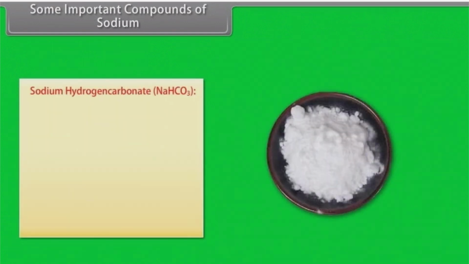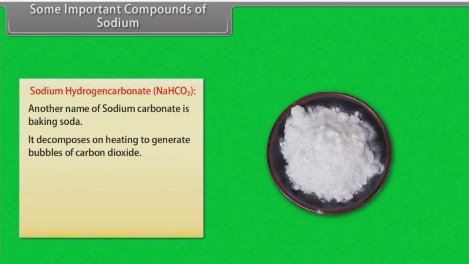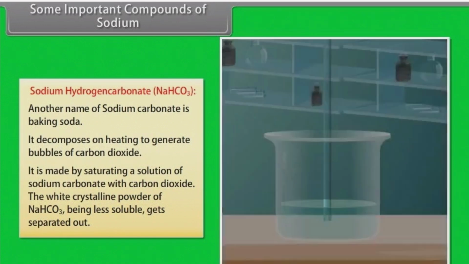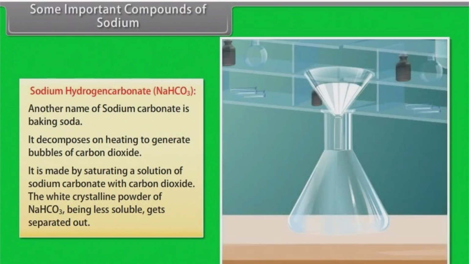Sodium hydrogen carbonate. Another name of sodium hydrogen carbonate is baking soda. It decomposes on heating to generate bubbles of carbon dioxide. It is made by saturating a solution of sodium carbonate with carbon dioxide. The white crystalline powder of NaHCO₃, being less soluble, gets separated out.